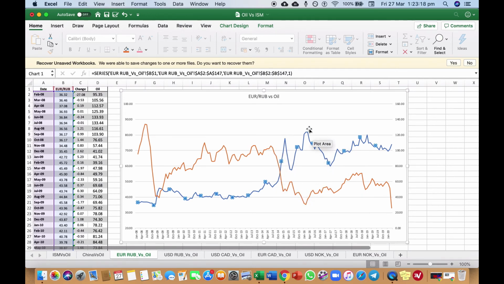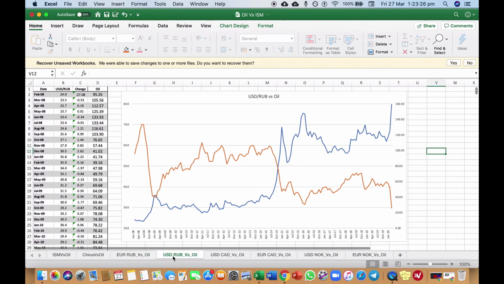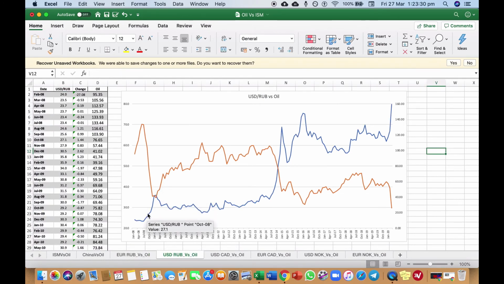And then as soon as the oil price starts to rise again, the ruble strengthens against the euro. And you can just see there's a very, very tight correlation. And again, an even stronger correlation when we look at the US dollar against the Russian ruble.